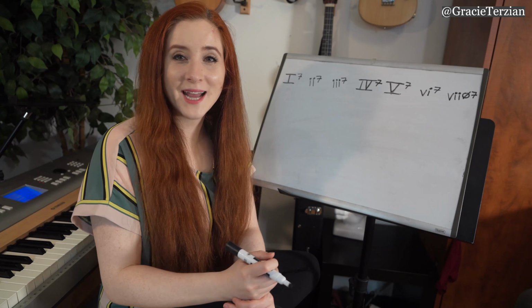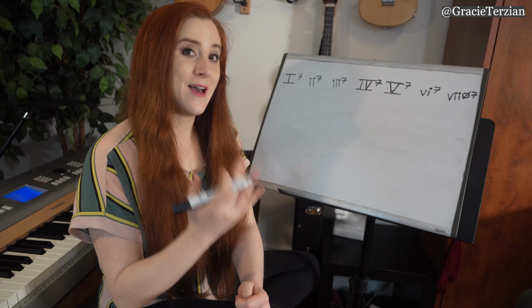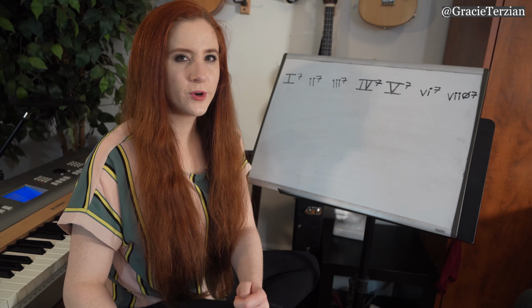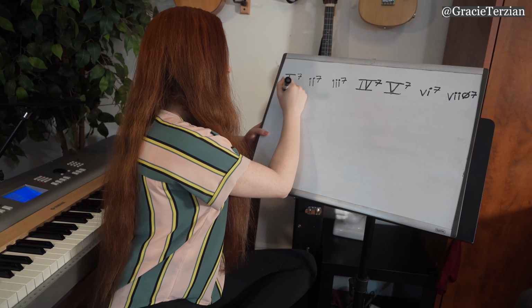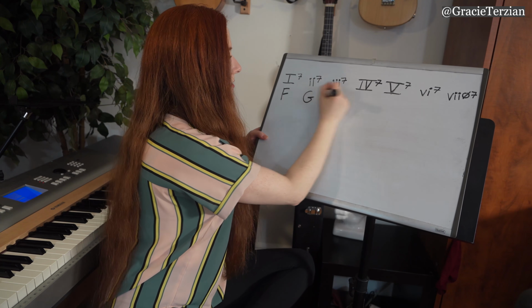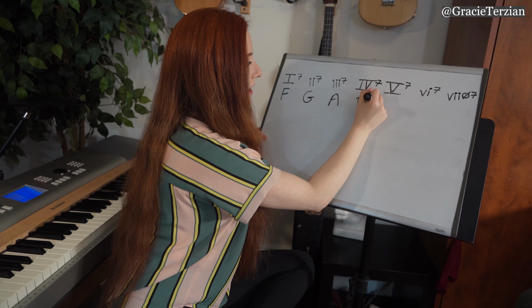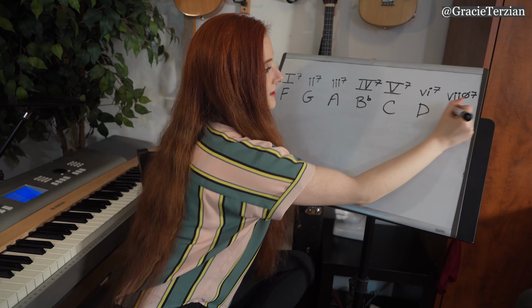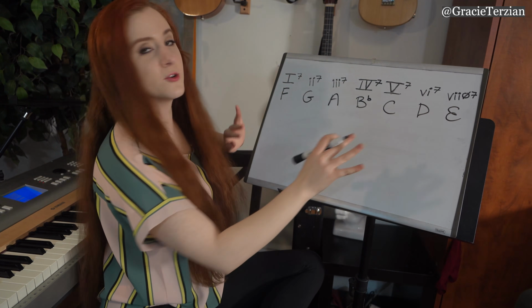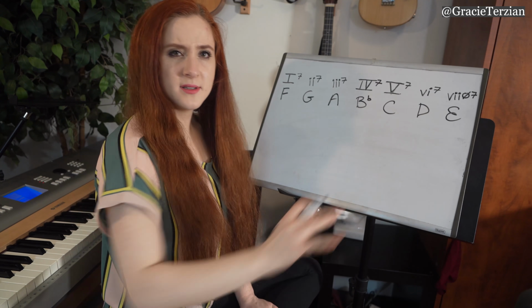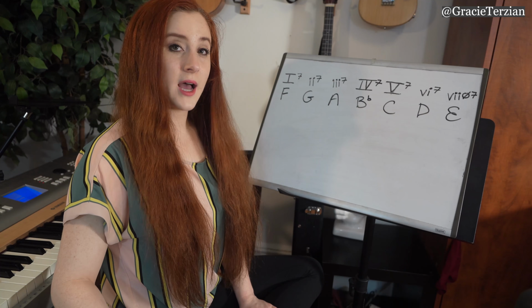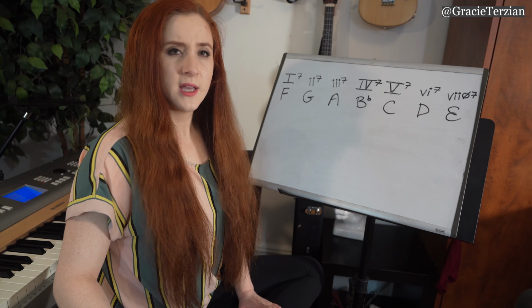So let's figure out the diatonic chords of the key F major, okay? So first we're going to write out an F major scale. So we have F, then we have G, A, B flat, C, D, and E, okay? So these are the notes in my F major scale. Now we're just going to take each of these 7 notes in the scale and apply the chord qualities to them. So let me show you what I mean.